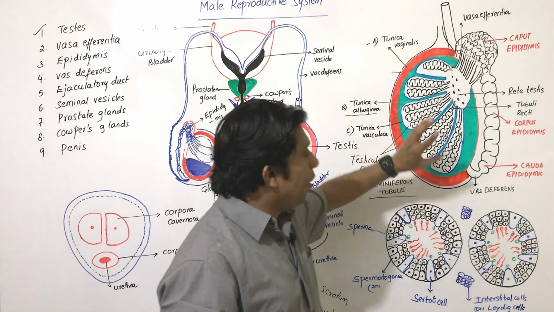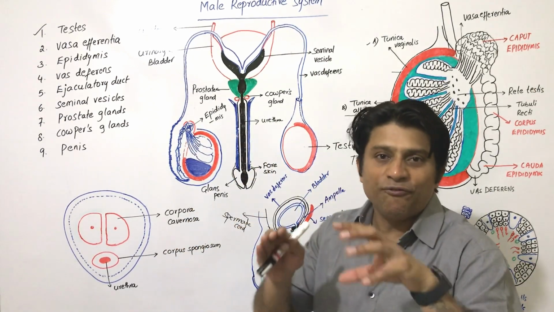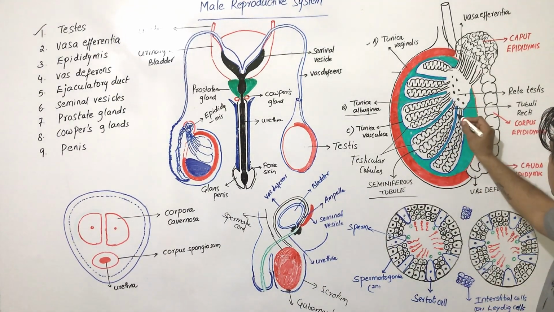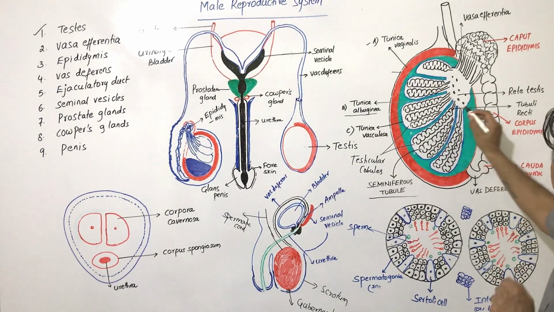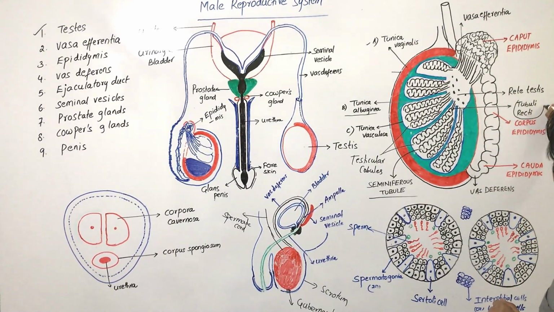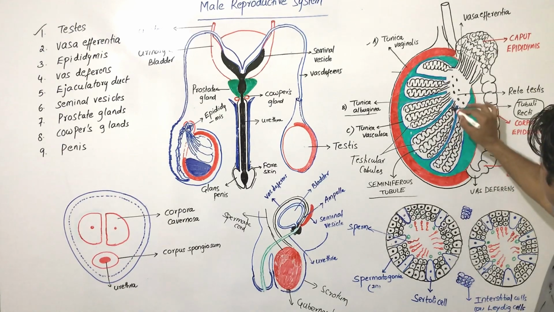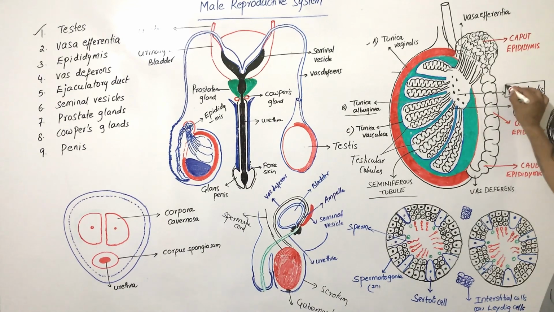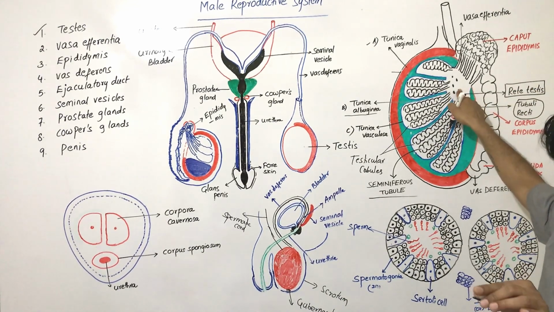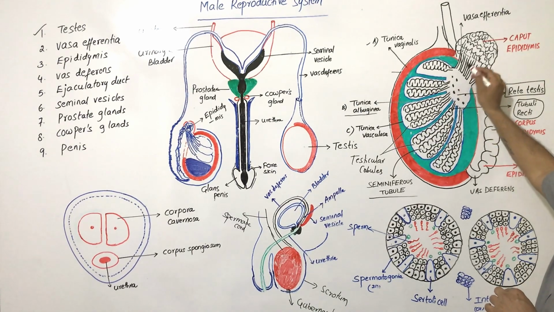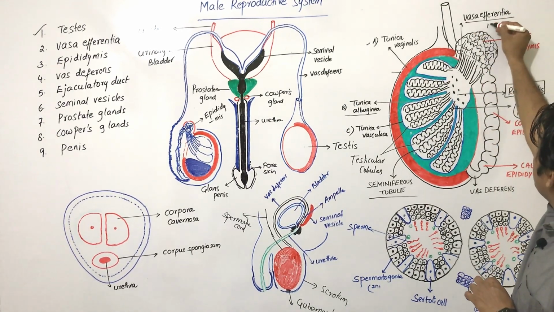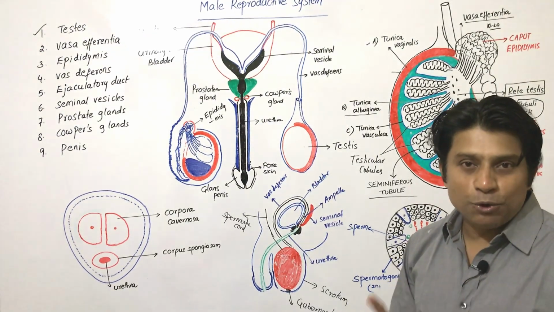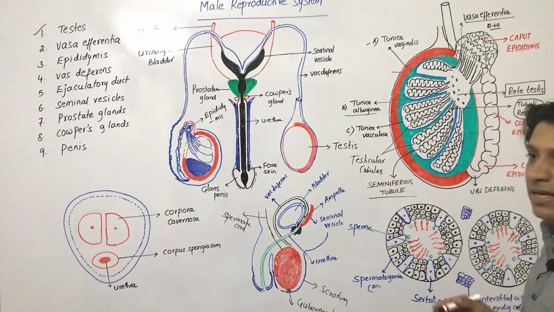Next, all these seminiferous tubules, where finally sperms are formed, lead into straight ducts called tubuli recti. All the tubuli recti open into the rete testis. From the rete testis arise the vasa efferentia, which are 10 to 20 tubes.